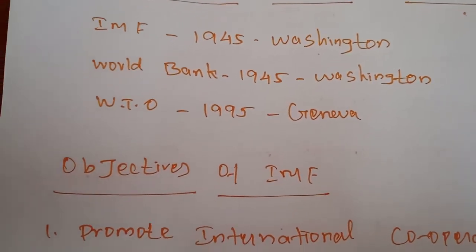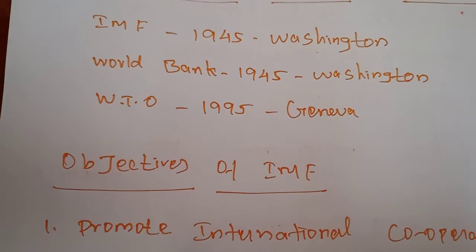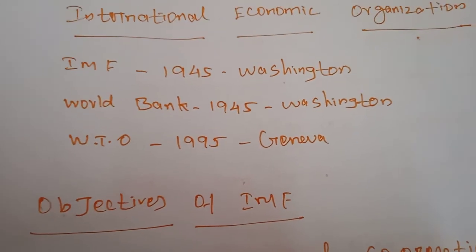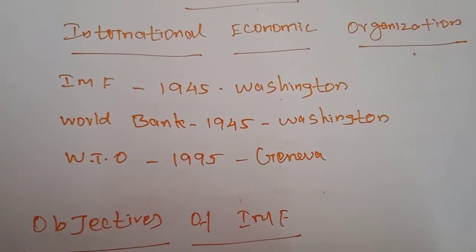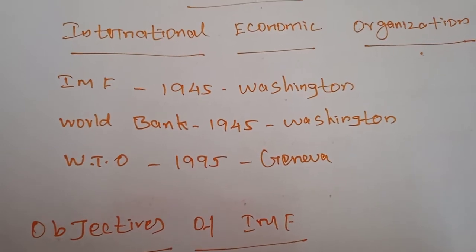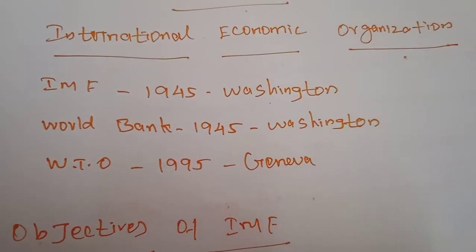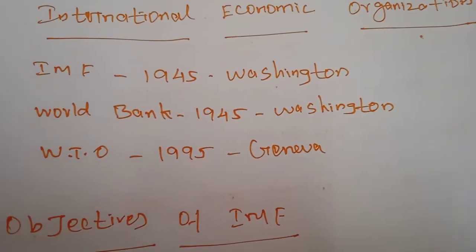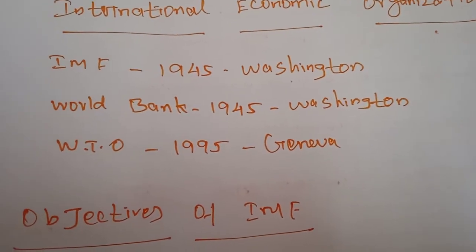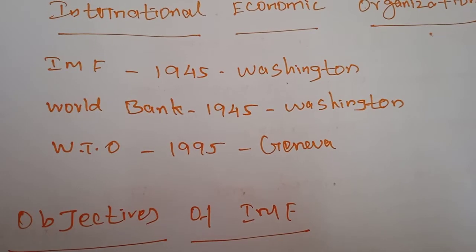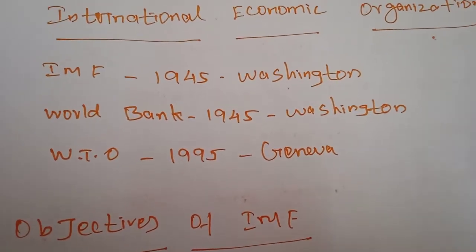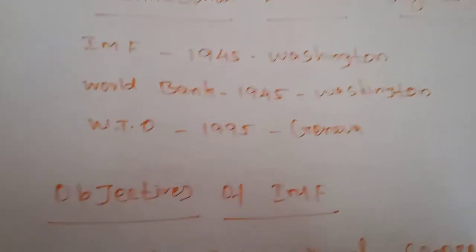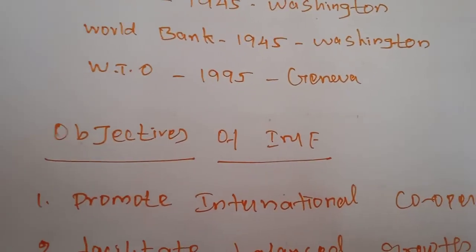The headquarters of the International Monetary Fund, the IBRD, and the World Trade Organization are in Washington and Geneva. The International Monetary Fund was proposed in 1945, and its headquarters is located in Washington. The World Bank was also created in 1945, and its headquarters is also in Washington. After that, in 1995, the World Trade Organization appeared, and its headquarters is located in Geneva. First, we will study the International Monetary Fund.